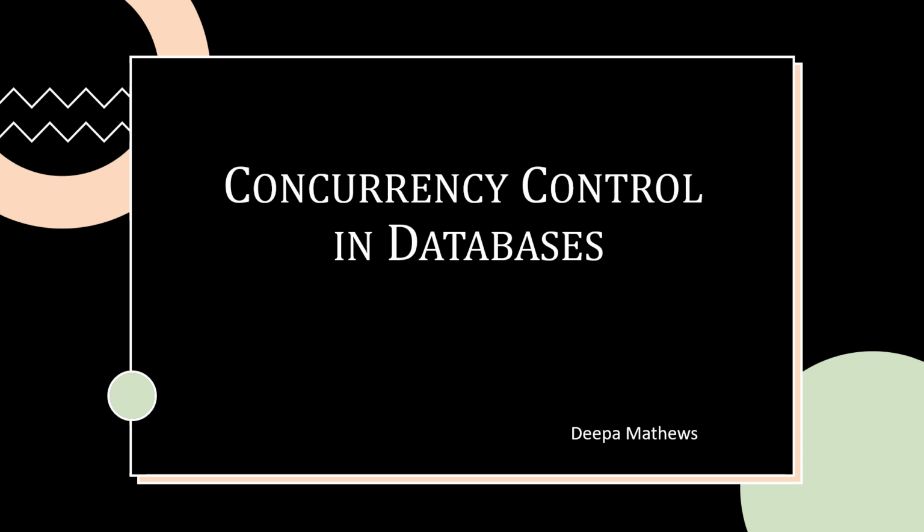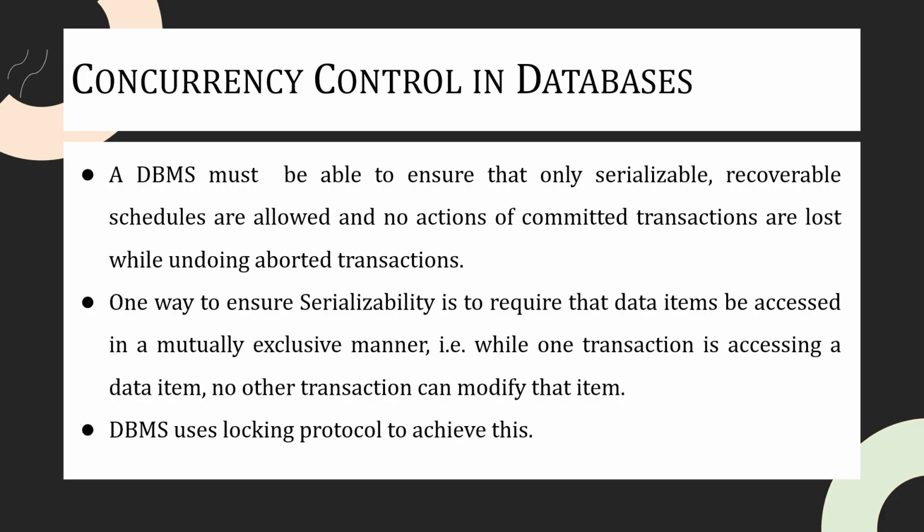Hello everyone. In this video, let us discuss concurrency control in databases. A DBMS must be able to ensure that only serializable, recoverable schedules are allowed. One way to ensure serializability is to require that the data items be accessed in a mutually exclusive manner. That is, while one transaction is accessing a data item, no other transaction can modify that item.